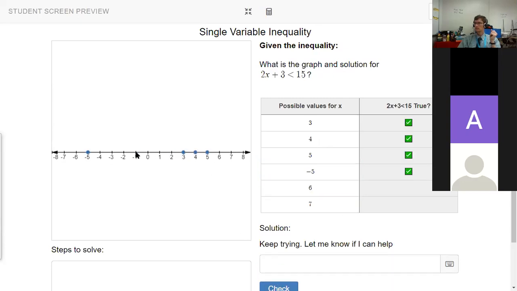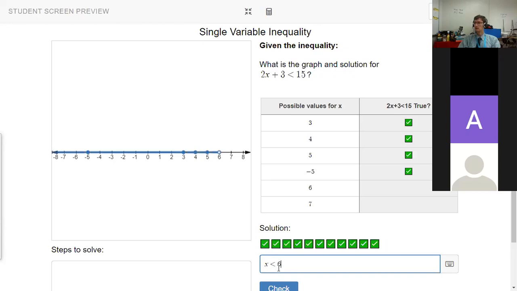So am I less than 5? Less than 6? Less than 7? They're all less than 6. X less than 6. So I'm just showing you the approach to do this, where you can test some numbers and see where it stops working. Count up by 1, count up by 1, count up by 1. If it's less than, you're counting up. If it's greater than, you're counting down.